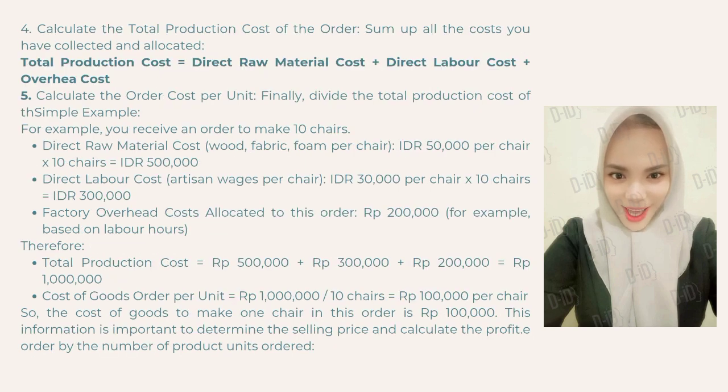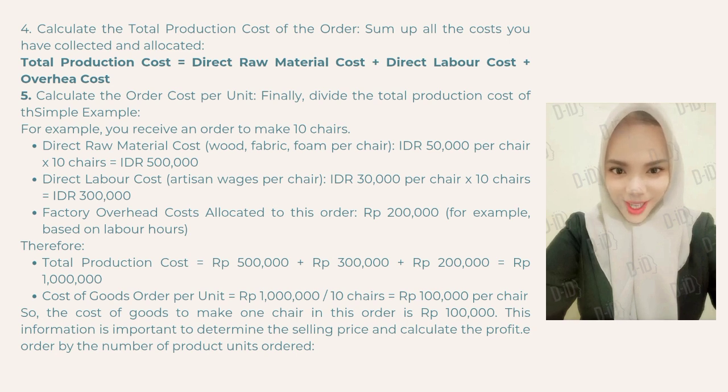4. Calculate the total production cost of the order. Sum up all the costs you have collected and allocated. Total production cost equals direct raw material cost plus direct labor cost plus overhead cost. 5. Calculate the order cost per unit. Finally, divide the total production cost by the number of units ordered.